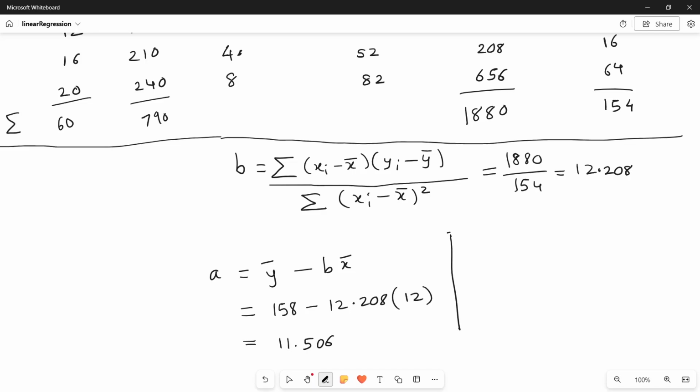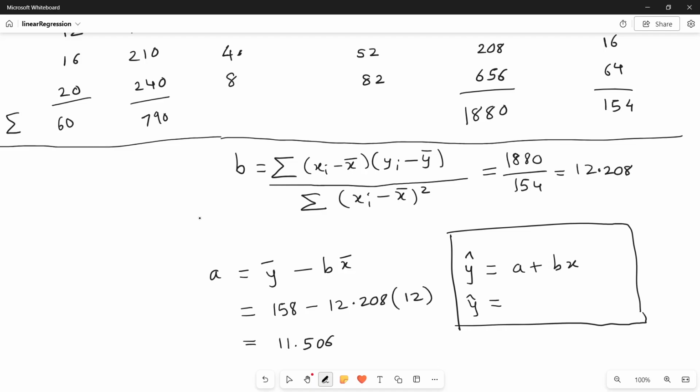So therefore your final answer, your regression line, is, we'll normally use y hat for the predicted y values. So y hat is equal to a plus bx. Therefore your line is given by 11.506, which is a, plus 12.208x. Okay, that's it.